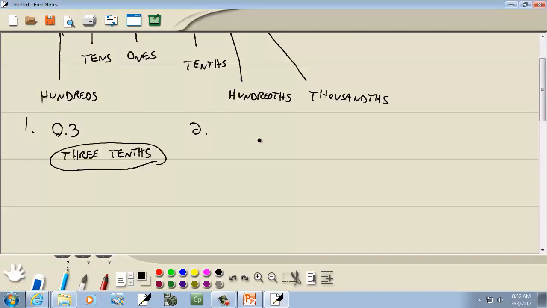Let's take a look at this one. 0.02. Again, you have to look at what place it ends in. This ends in the hundredths place, so this would be 2 hundredths. And that's our answer.